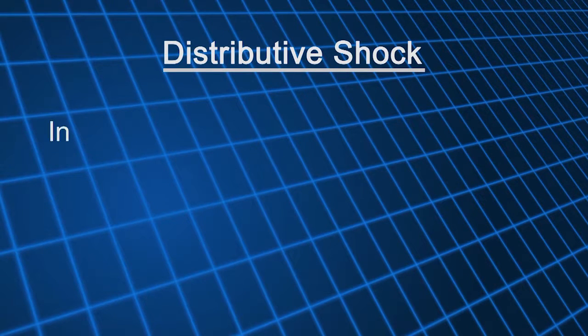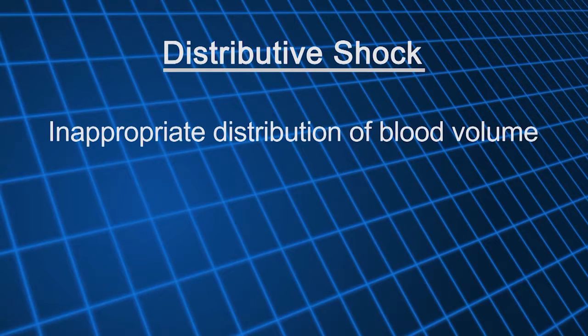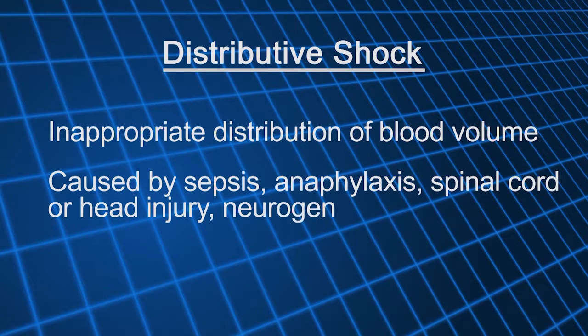Distributive shock occurs when there is an inappropriate distribution of blood volume due to low systemic vascular resistance. This can lead to an inadequate oxygen delivery to other organ systems. The most common causes of distributive shock are sepsis or septic shock, anaphylaxis or anaphylactic shock, and spinal cord or head injury or neurogenic shock.